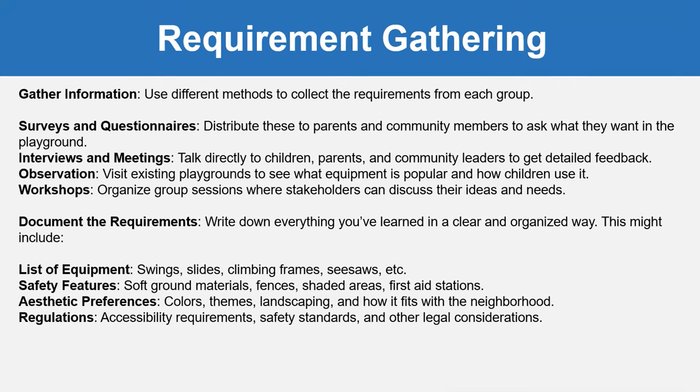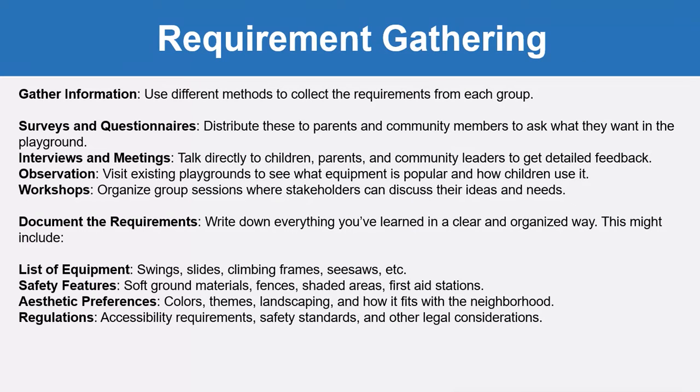Then we will gather the information, like use different methods to collect the requirements from each group. For example, surveys and questionnaires. Distribute these to parents and community members to ask what they want in the playground. Then interviews and meetings means talk directly to children, parents and community leaders to get detailed feedback. Observations means visit existing playgrounds to see what equipment is popular and how children use it. Workshops means organize group sessions where stakeholders can discuss their ideas and needs and easily throw in their ideas.